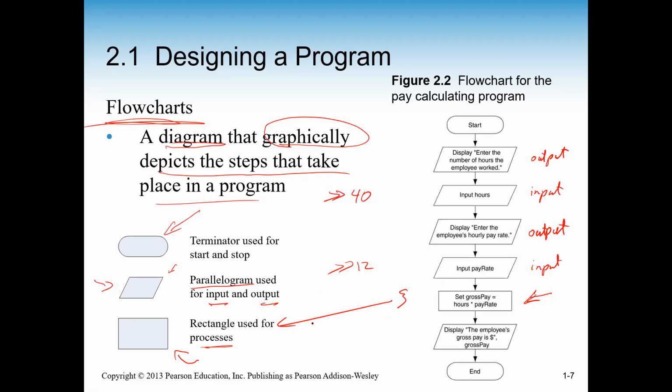And it's going to be, set gross pay, which is gross pay is going to be equal to hours times pay rate. And then the result of that is going to be to display the employee's gross pay and the result of the calculation. So this is another output. Okay, and this, let's just say this is a process. Some kind of a calculation and so on. Are there any questions about this, guys?